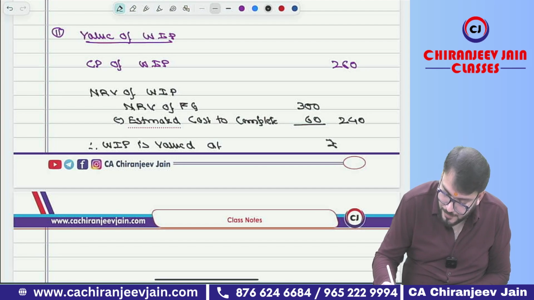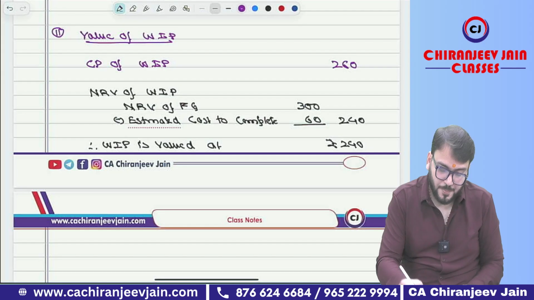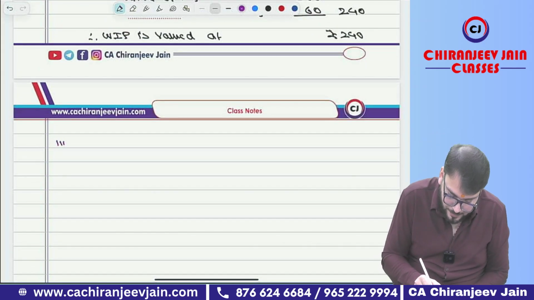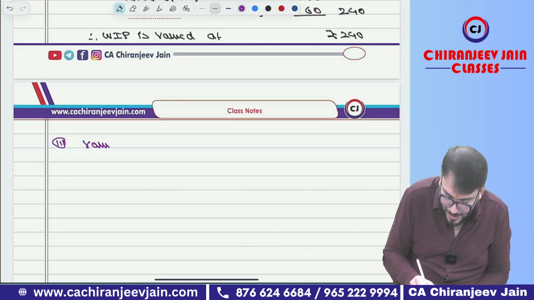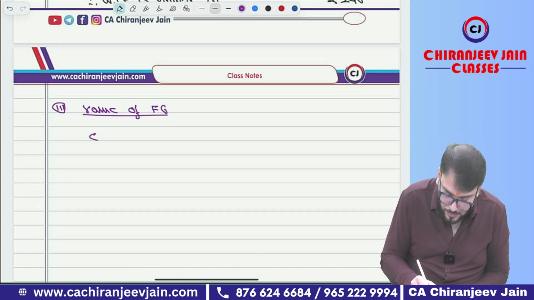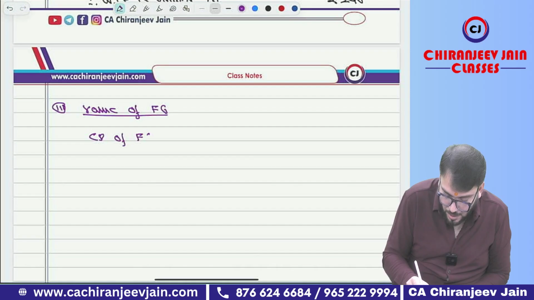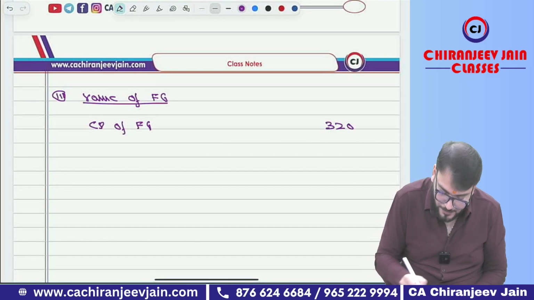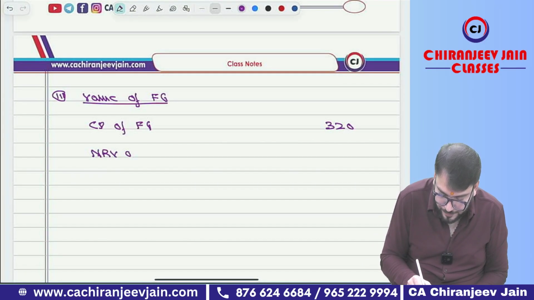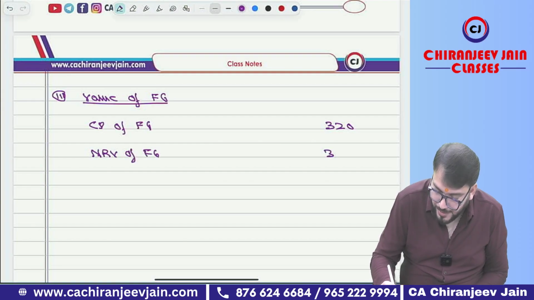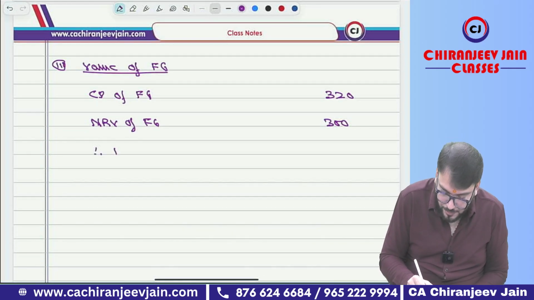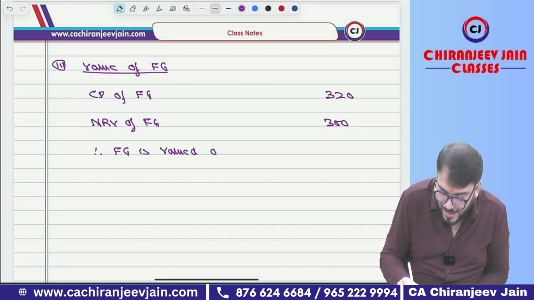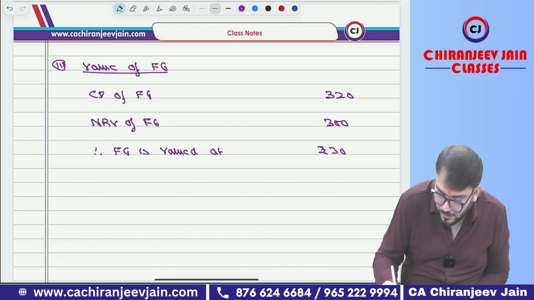Lower, na, rupees 240. Point number 3, value of finished goods. Cost price of finished goods, how much? 320. NRV is equal to what? 300. Therefore, finished goods is valued at the lower. Lower is what? Rupees 300.